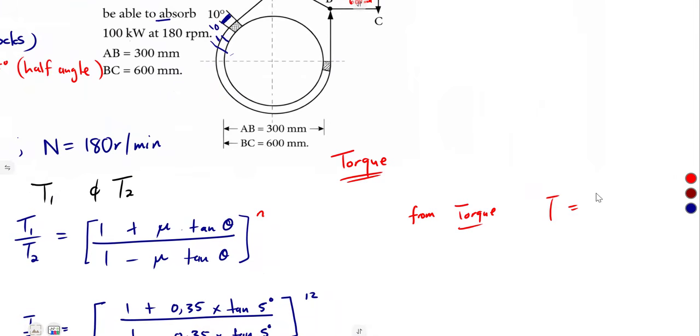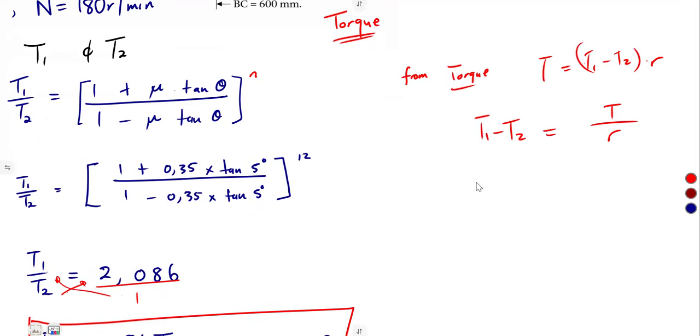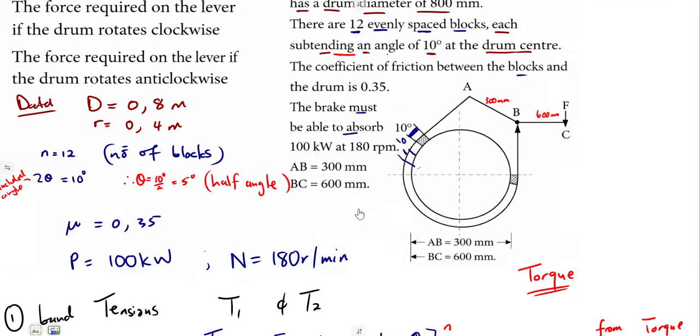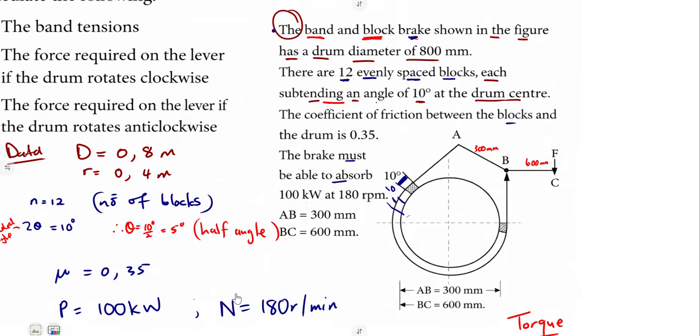It's an equation which can give us T1 and T2. As we have T1 minus T2 as the torque over the radius of the pulley. So therefore, let us substitute. Sorry, we do not have the torque so far, but we can have it here because we were given the power and the speed.